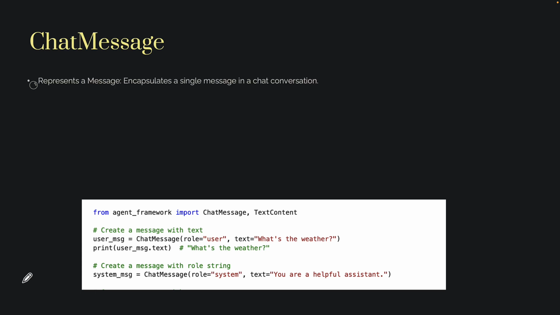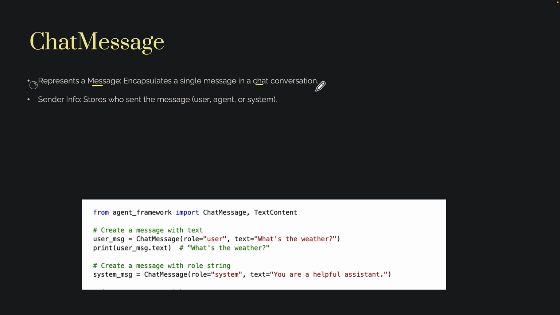So ChatMessage represents a message, right? It encapsulates a single message in a chat conversation. Pretty self-explanatory, but to understand, a chat message means one message in a conversation. So in a chat, if you're saying, hi, how can I help you? Each one of these is one chat message. Remember that. So all the things that the user is saying and the agent is saying, these are different messages.